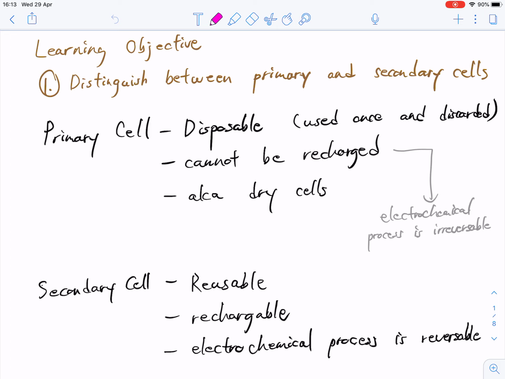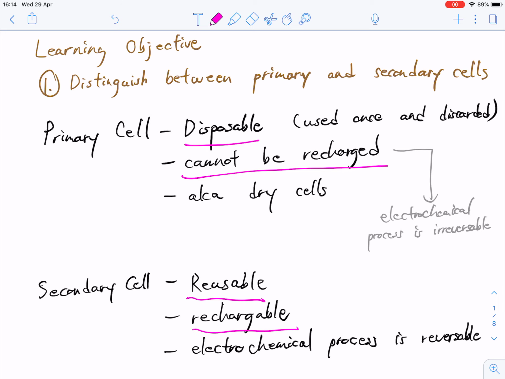So this is pretty straightforward. Primary cells are disposable cells, and secondary cells are reusable. By disposable, we mean that they can only be used once. We throw it away, it goes to landfill, and that's not the most environmentally friendly thing. They cannot be recharged, and that's why they are disposable. They're used up and that's it.